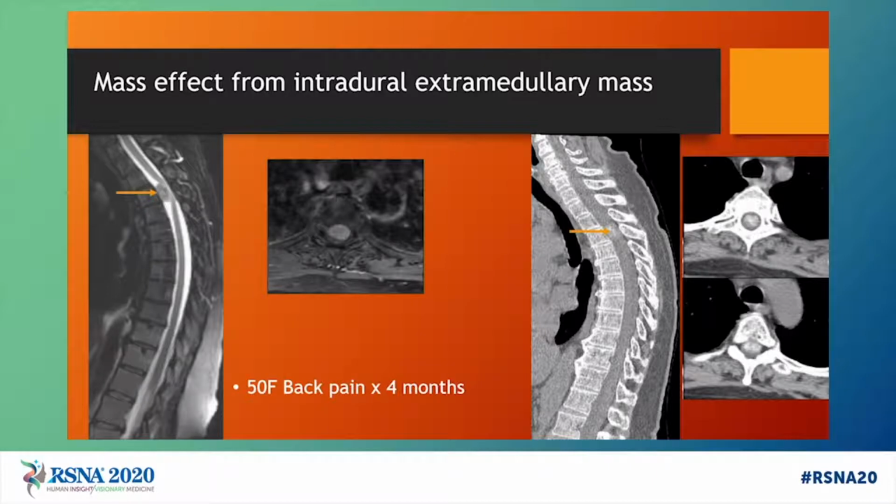In this patient, an intradural extramedullary mass is associated with spinal cord compression. The lesion is calcified and actually turned out to be a thoracic meningioma.